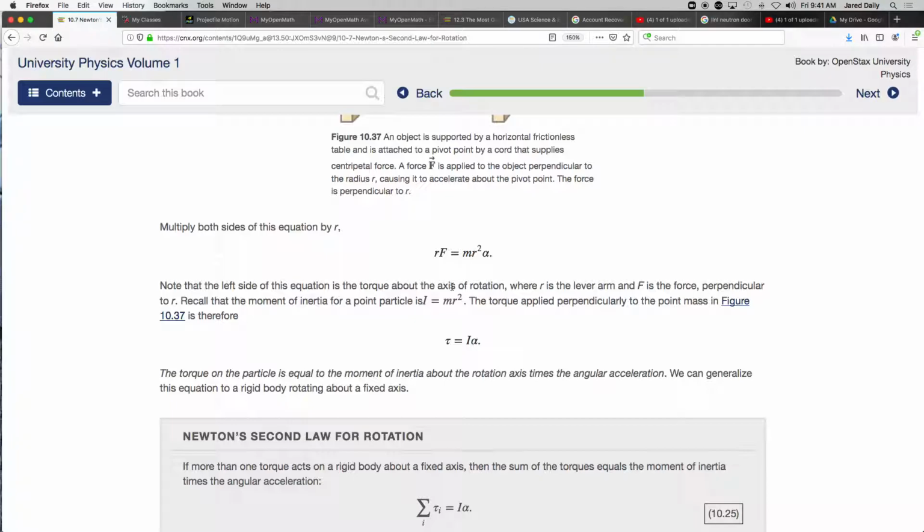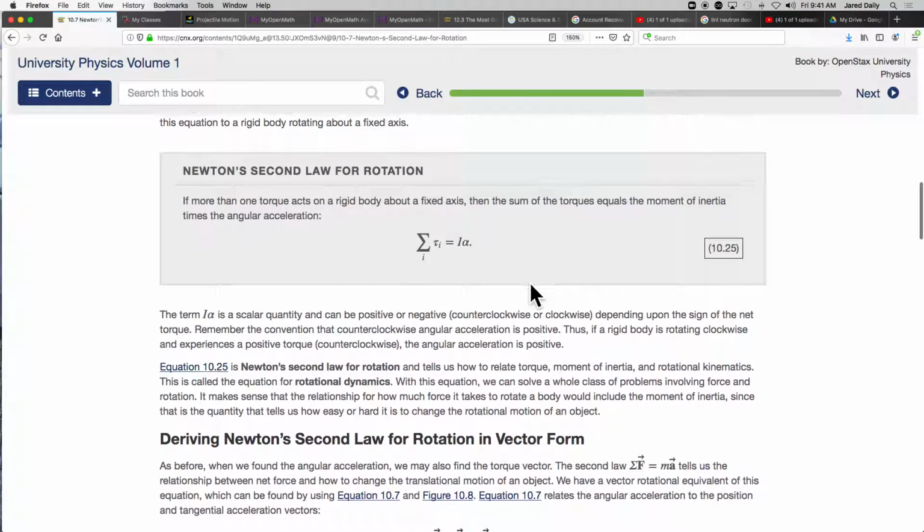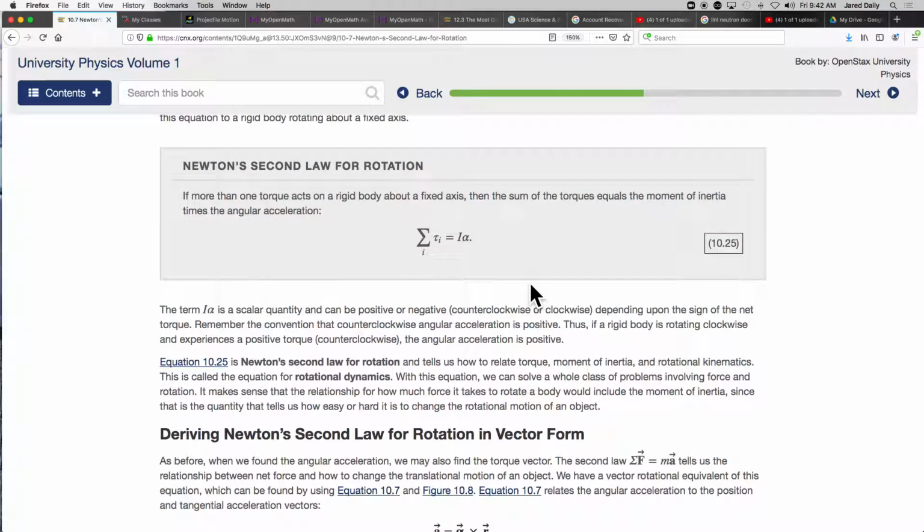So we've been to this moment of inertia place before. This is the moment of inertia of a point particle that has a force acting on it. Right? M times r squared. So Newton's second law in rotational form is the sum of all the torques, or the net torque, equals the moment of inertia, total moment of inertia of the system, times the angular acceleration of the system.